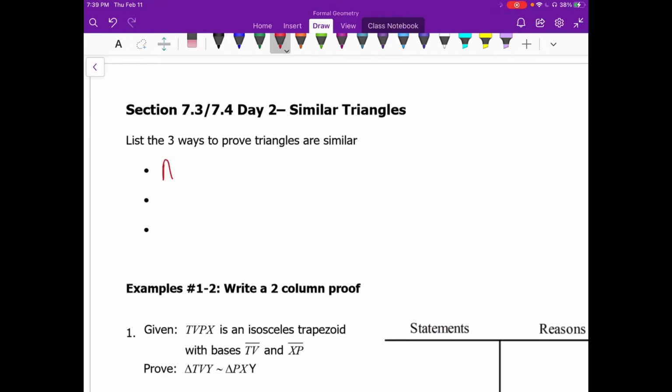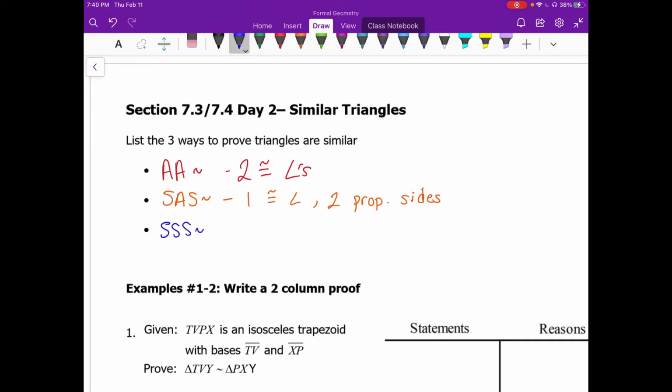The first way was angle-angle similarity, where we proved that 2 angles are congruent, 2 congruent angles. The second method was proving side angle side similarity, and that was showing 1 congruent angle and 2 proportional sides. And the last method was side side side similarity, which was showing 3 proportional sides. So those are the 3 methods that we will be using to show that 2 triangles are similar.